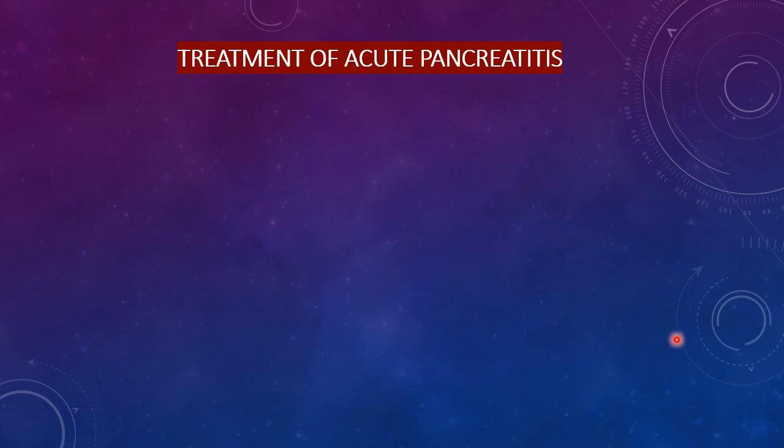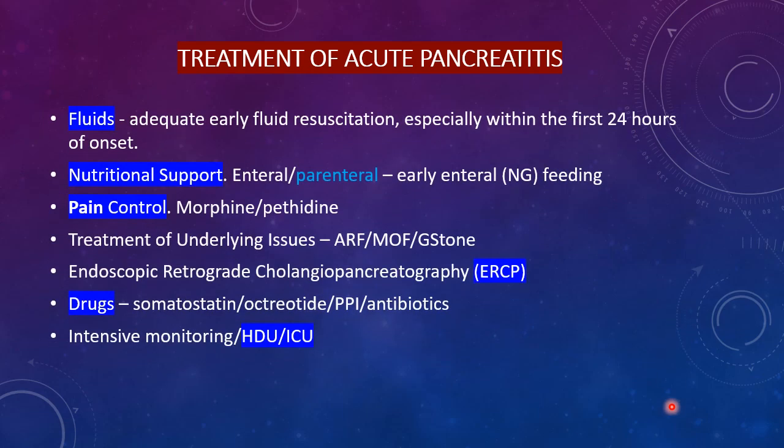Now we come to the treatment of acute pancreatitis. The treatment of acute pancreatitis is very important, especially in the early stages, in the first 24 hours. First important is you have to replace the fluids and electrolytes. You have to be aggressive in the resuscitation of the patient with fluids because there's massive fluid loss due to severe pancreatic inflammation.